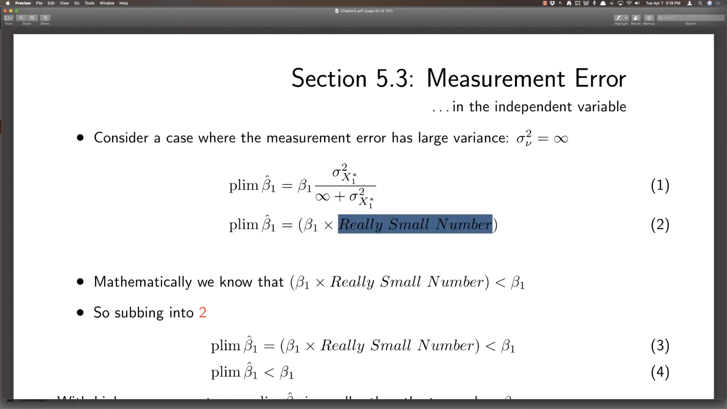Mathematically, we know that beta 1 times a really small number is going to be less than beta 1, right? A really small number is less than 1, right? A number times a number less than 1 is less than the number itself, right? So beta 1 times 1/2 is less than beta 1. Beta 1 times 1/1000th is less than beta 1. Beta 1 times 1/1,000,000th is less than beta 1, right? So subbing into the second equation here, we see that the probability limit of beta 1 hat equals beta 1 times a really small number. So the probability limit of beta 1 hat is less than beta 1, all right?